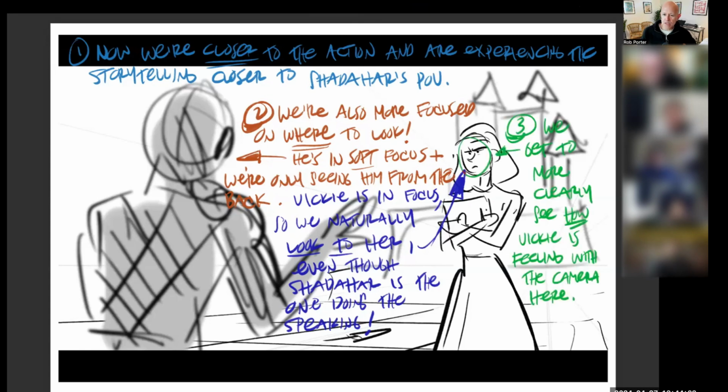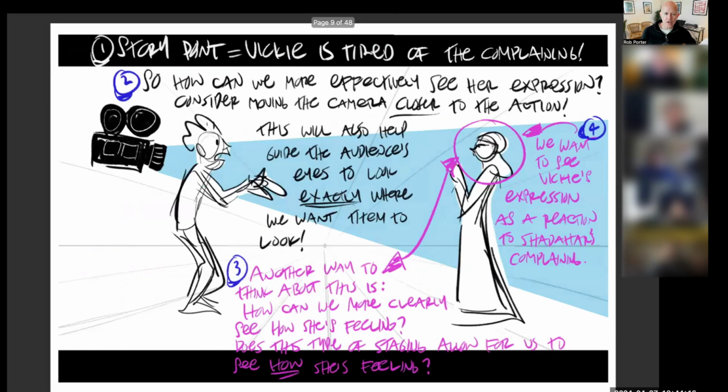We get to more clearly see how Vicky is feeling with the camera right here. So a shot like this can help a lot. And it's much more dynamic. And this is something we've talked about before. The difference between this shot here is that we are wide and we're neutral and we're not telling anybody's particular story.